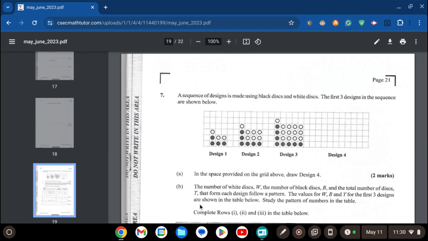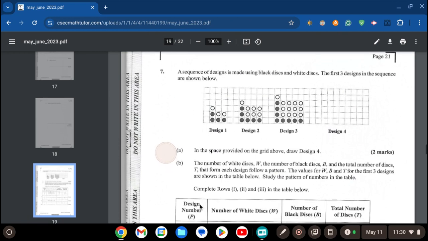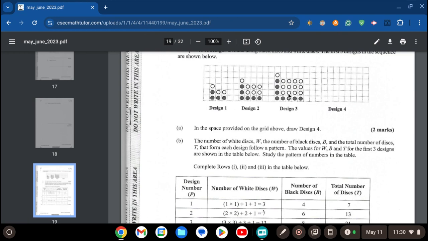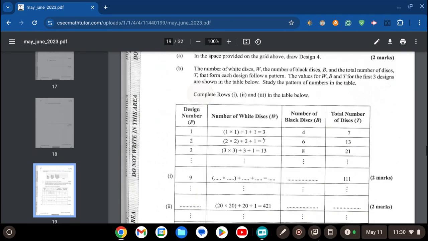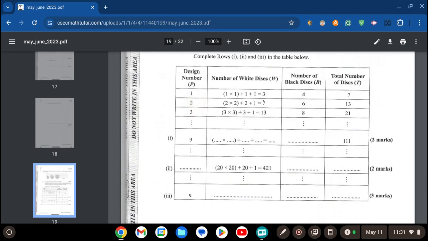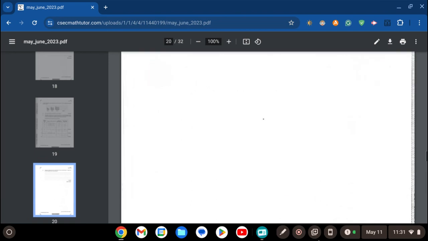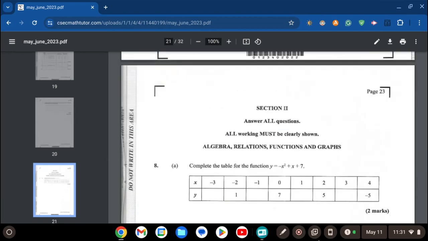Question 7, most cases, is patterns and sequences. So basically you're finding the pattern, how much it is going up by. For this, just observe the pattern, and then you do design 4, and you're also required to fill out a table like this. So question 7 is mostly patterns and sequences.